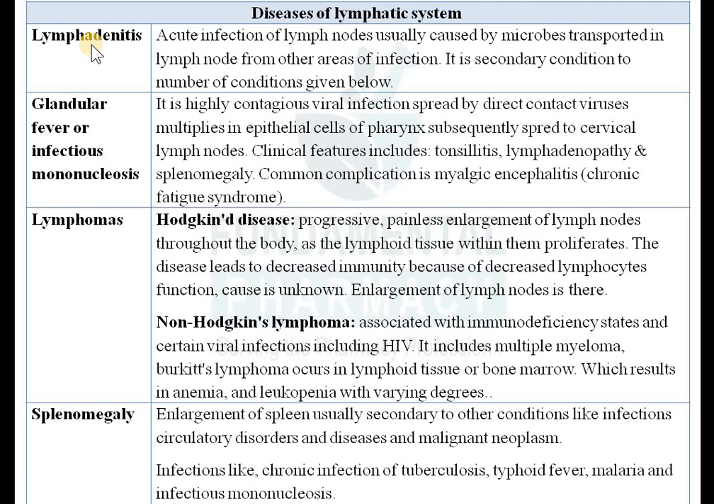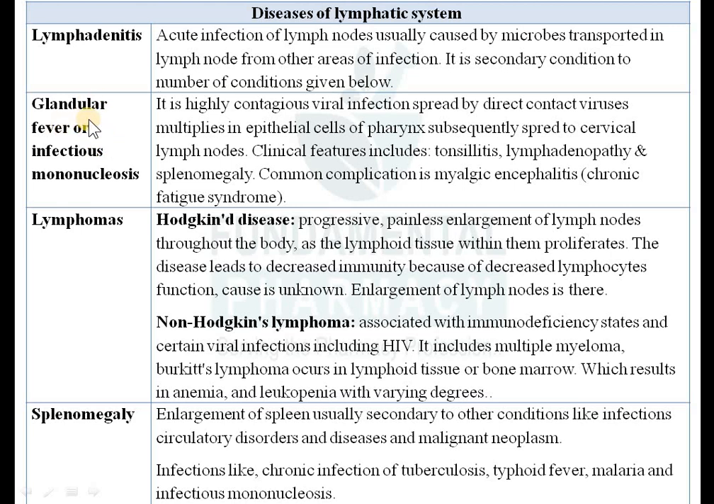So lymphadenitis. It is an acute infection of lymph nodes, usually caused by microbes transported into lymph. तो lymph में जो microbial transport होता है कभी कभी उसकी वजह से lymphadenitis होता है. So it is actually a secondary condition. The primary condition might be a different infection and all that.